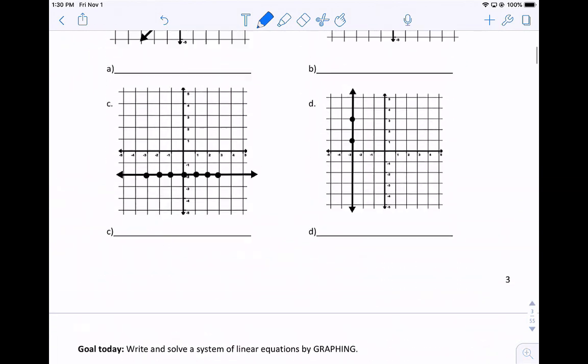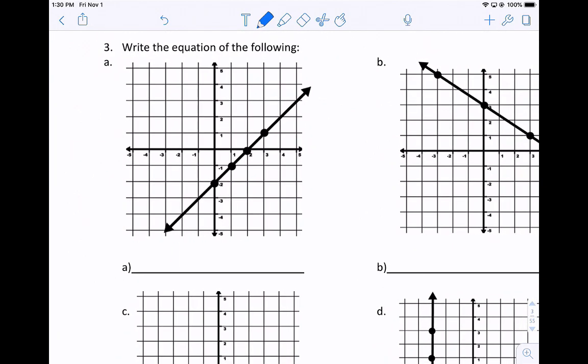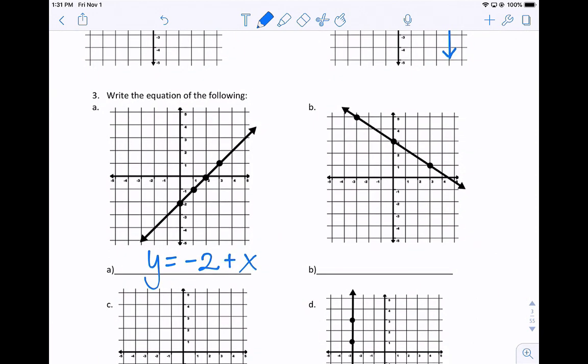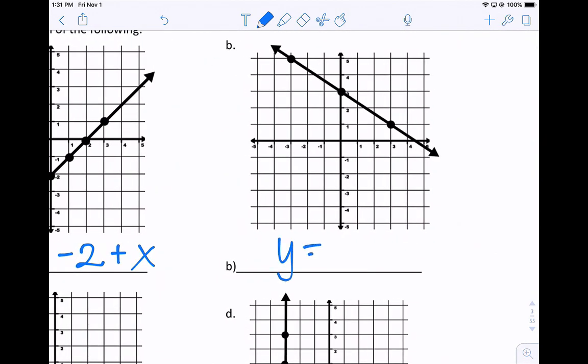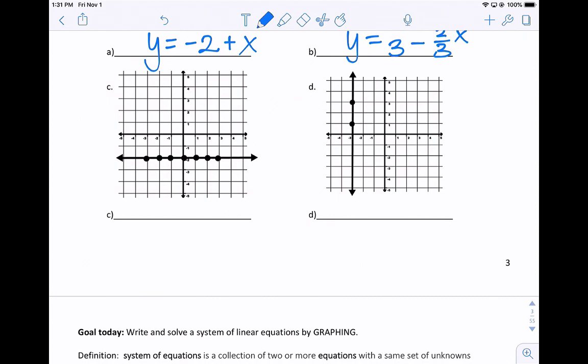Okay, we went backwards as well. If I gave you a line, could you write the equation of this? So this line right here, I'll write the y-intercept first, -2. Our slope is +1, so we can write -2 plus x, or you could also write x minus 2. Means the same thing. This one right here, we have y equals, the y-intercept is 3. Our slope is negative, and it's 2 over 3, and we'll put the x next to our slope. We have a horizontal line at y equals -2 and a vertical line at x equals -3.